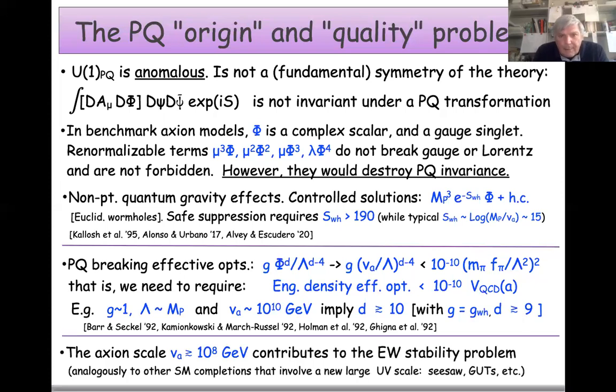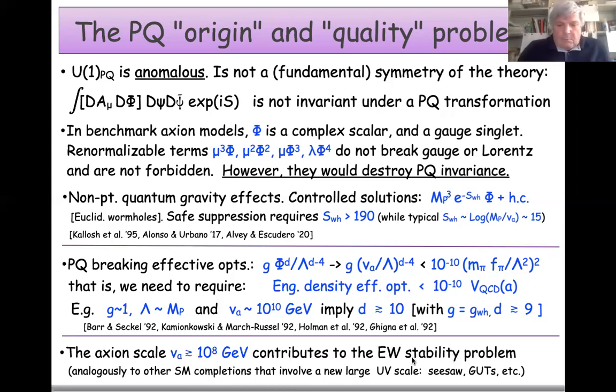There is a last problem that I mention only because it can have some relation to the solution of the first two. So the Axion scale, as I just said, should be larger than about 10 to the 8 GeV, and this comes from phenomenological limits on axion coupling to matter. So this is a large scale compared to the electroweak scale, and this means that the potential that breaks the Peccei-Quinn symmetry can contribute to the problem of electroweak stability.